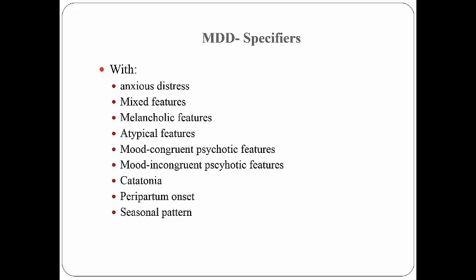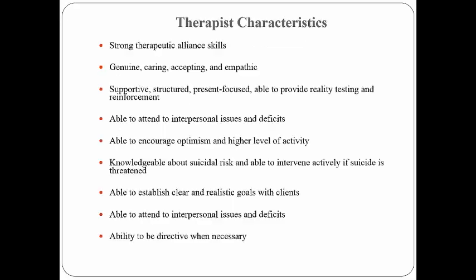Catatonia, I think I talked to you guys about that already in another slide. Peripartum onset is the onset of mood symptoms occurs during pregnancy or in the 4 weeks following delivery. And they kind of highlight that often depression can start when the person is pregnant, as opposed to solely postpartum. And then also with seasonal pattern. I think you guys have heard about people kind of refer to this seasonal affective disorder where for some reason, like in the winter typically people crash and they have a tendency to get depressed. And so that's something to look at as well.